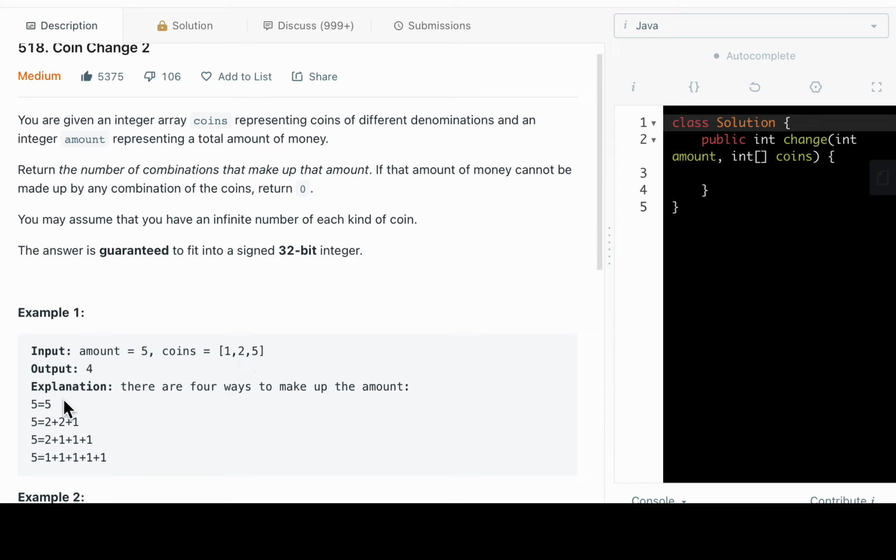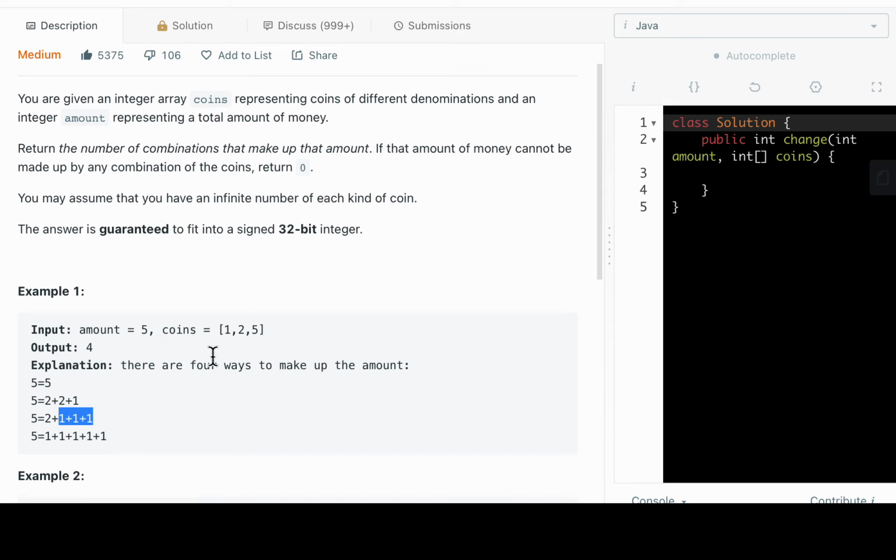Suppose we have to pay the amount 5. There are basically 4 ways. The first way is to use the 5 coin to pay the 5 amount directly. Another way is to use 2 coins of 2, because we have an infinite number of all 3 coins, and then 1 of 1. Similarly, we can use 1 coin of 2 and 3 coins of 1. So in total we have to find the 4 ways in which we can pay the 5 amount.